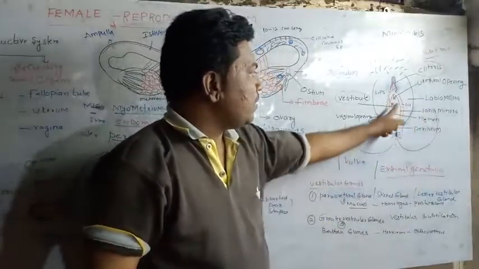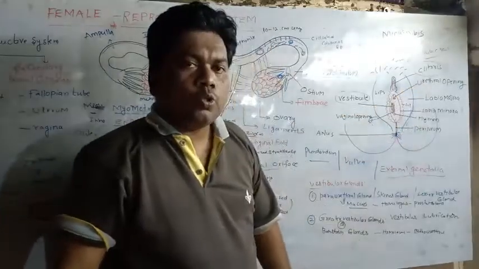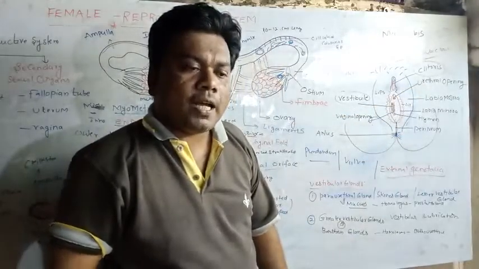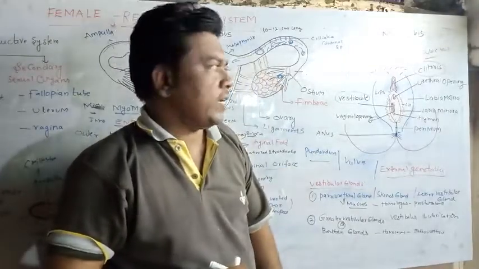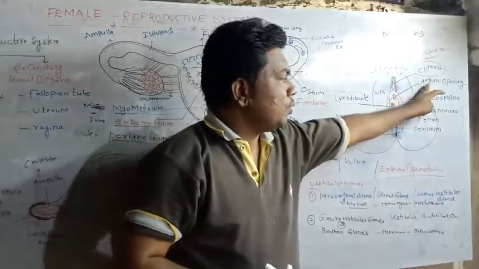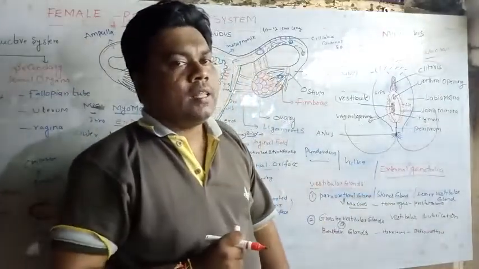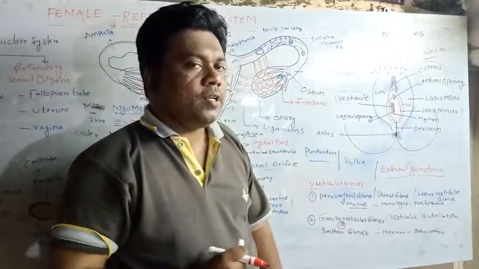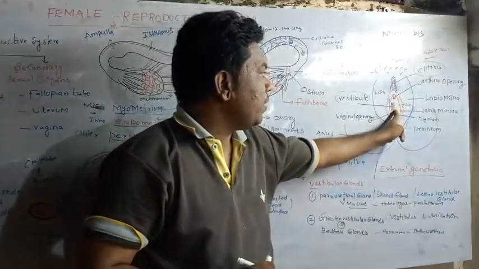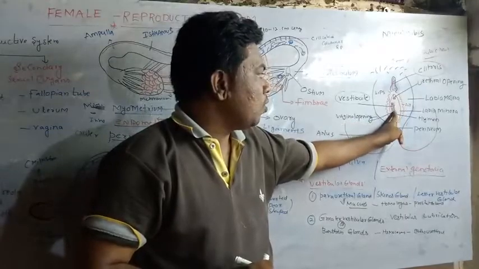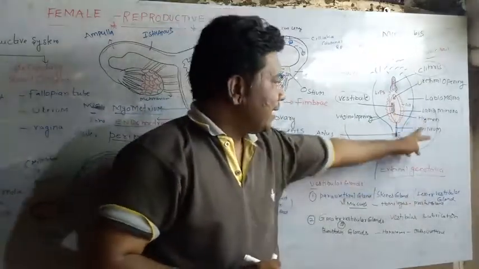In front of the vestibule, there is also an opening called the urethral opening. Through the urethral opening, what happens, beta? Urine is removed outside. That is the function of the urethral opening: it helps in the elimination of nitrogenous waste materials in the form of urine. Behind that, there is a vaginal opening, right? That vaginal opening is partially covered by a mucous membrane called the hymen.